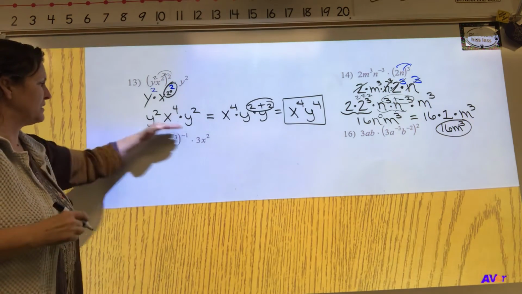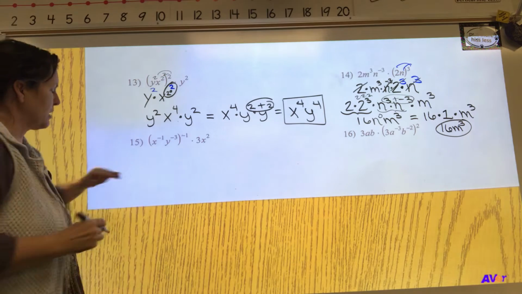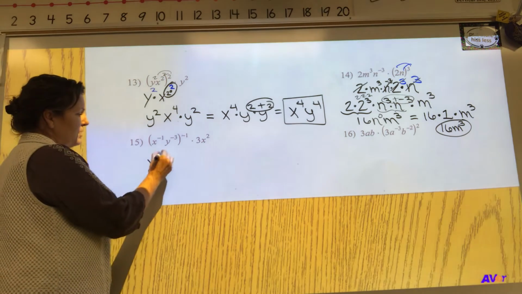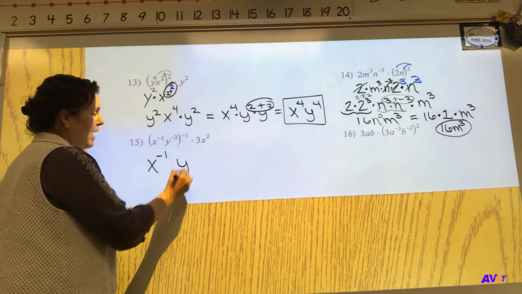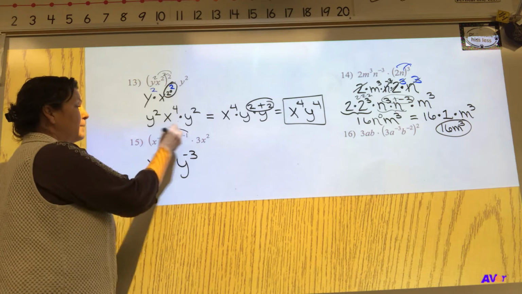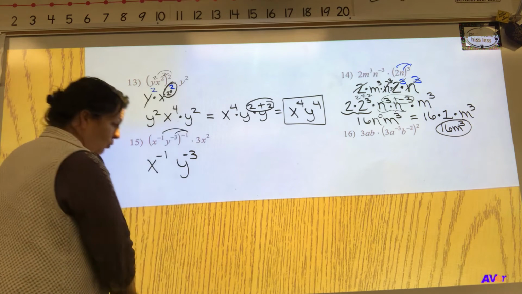Definitely tackle this little beast first, because he looks the most cumbersome. So I have x to the negative 1. I have y to the negative 3, and I'm sharing a negative 1 with both.